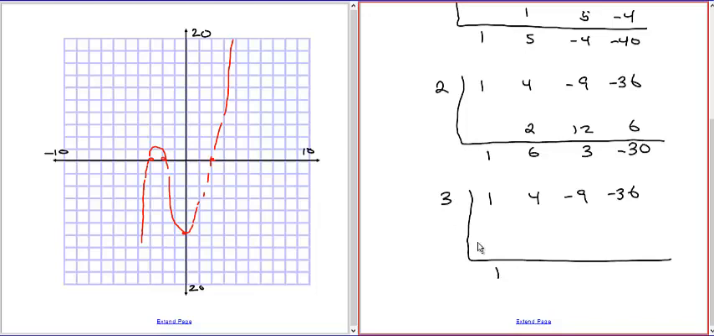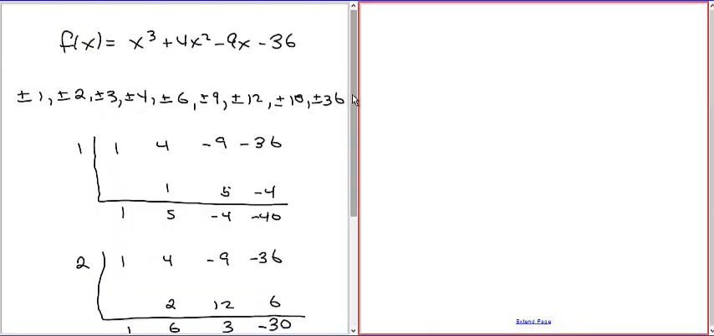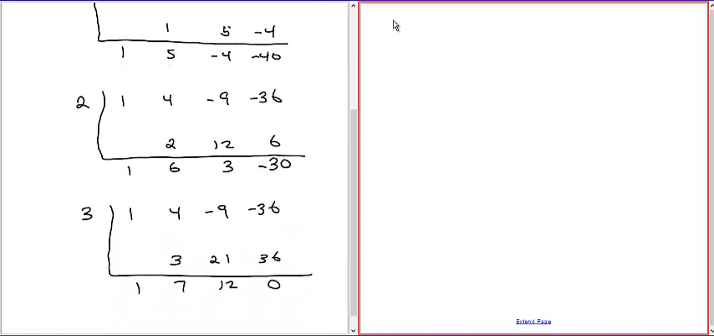Bring the 1 down. 3 times 1 is 3. 4 plus 3 is 7. 3 times 7 is 21. 21 minus 9 is 12. 3 times 12 is 36. 36 plus negative 36 is 0. So there we go. We got that. So based on that, we know we have a 0 of x equals 3, and we have a factor of x minus 3.